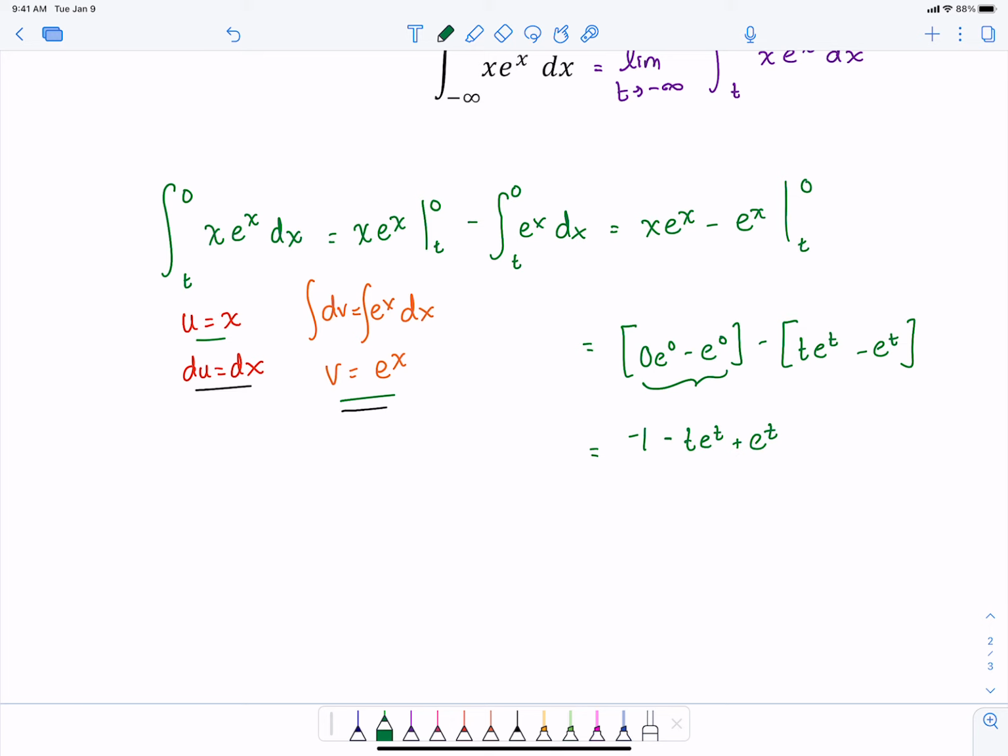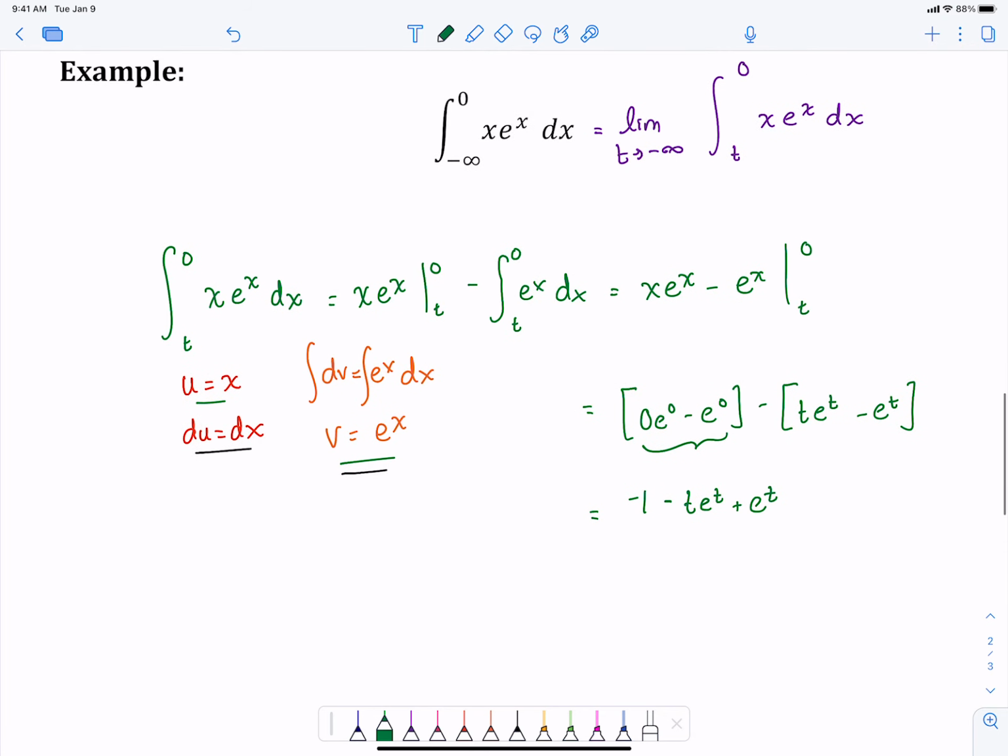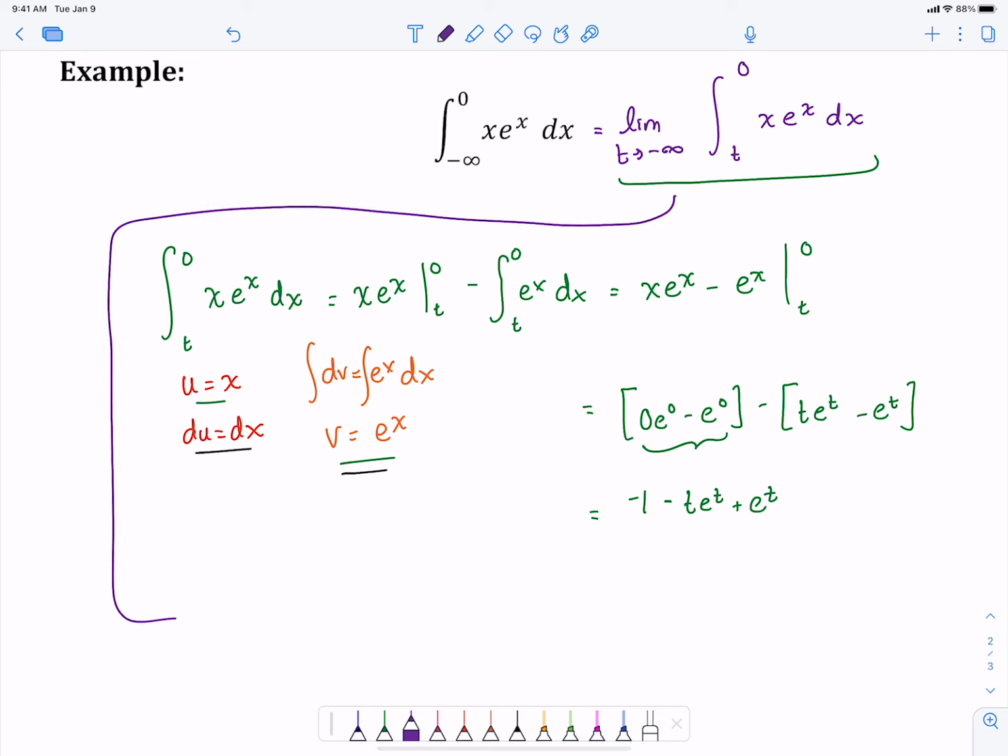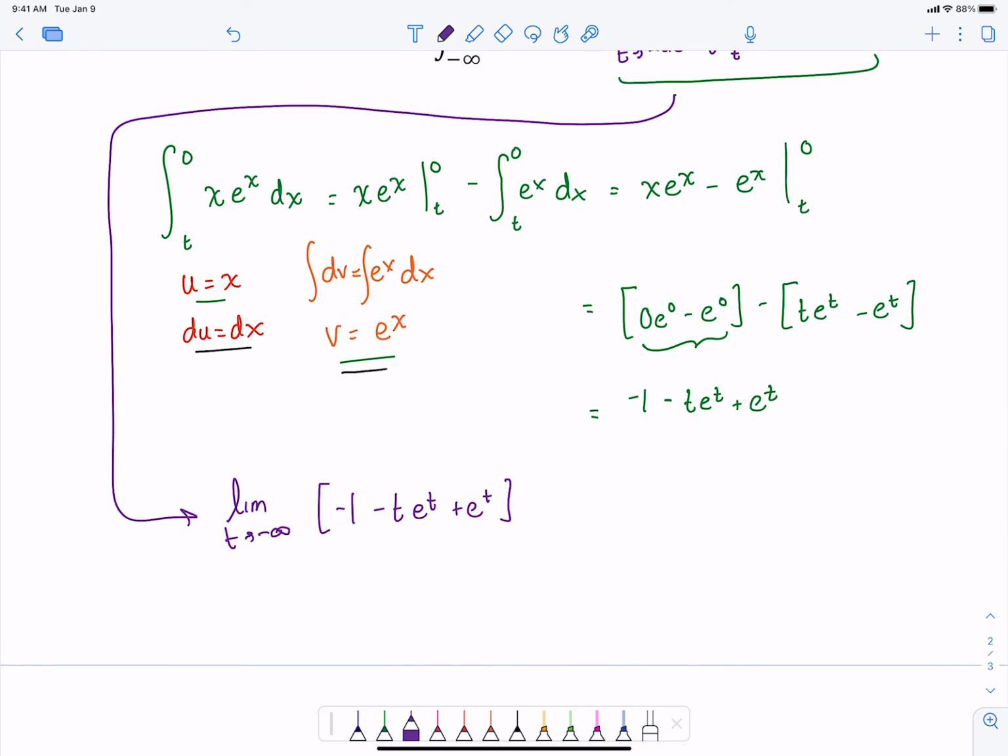So now what we need to do is remember to go back and look up at our integral here. And remember, what we really want is to look at the limit as t goes to negative infinity of this expression, of this -1 minus t e to the t plus e to the t. So one of the things for us to remember, again, it's probably been a little while since you've thought about this in 251, but the limit as t goes to negative infinity of e to the t is 0.